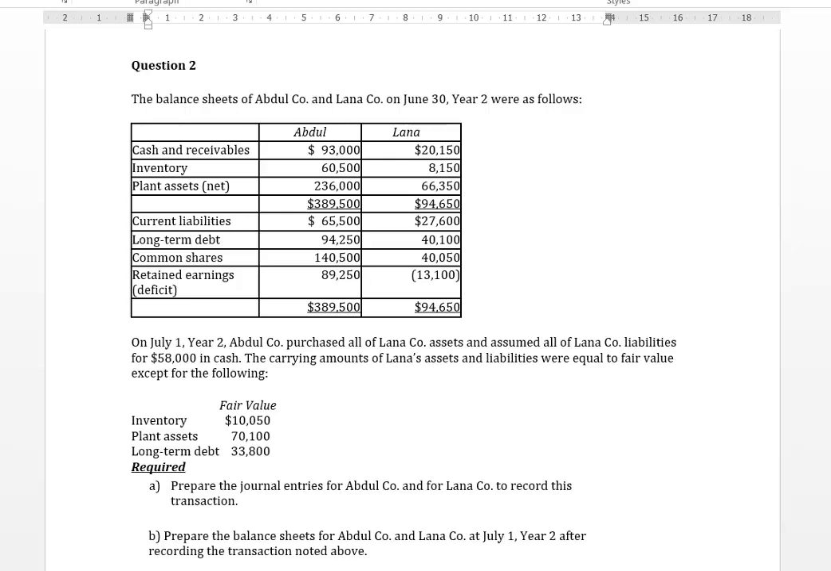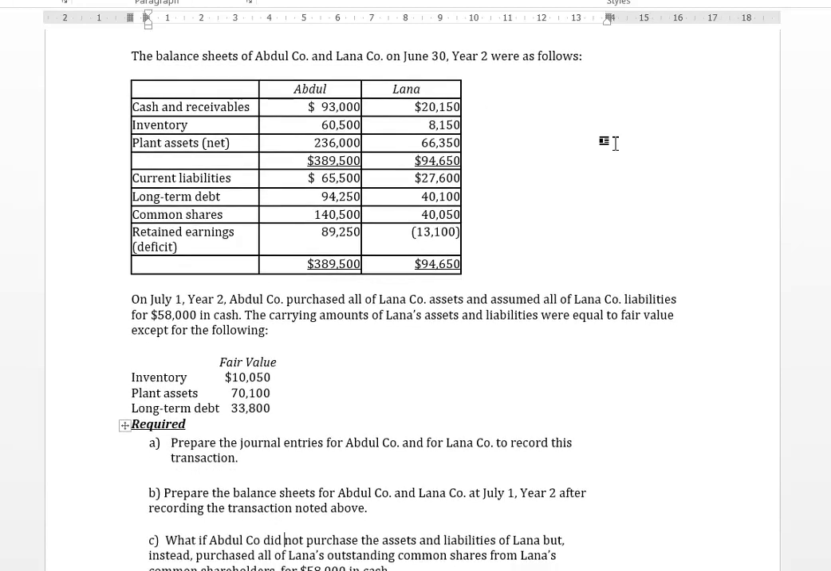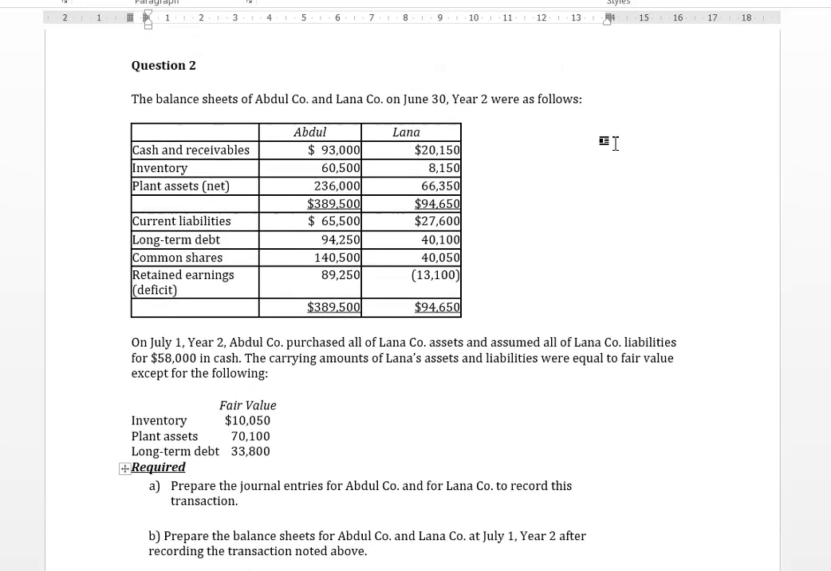Hi folks, welcome to the second part of the question 2 video. You might recall that this video focuses on business combinations, comparing a purchase of net assets to a purchase of the outstanding voting shares of the subsidiary company. So let's just remind you of where we left off in video 1.